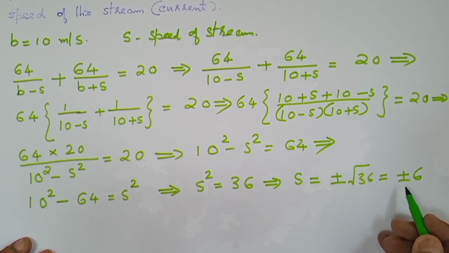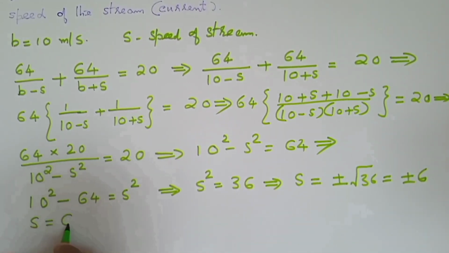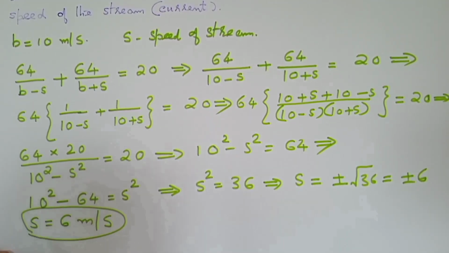Now, the speed of the stream is obviously positive. So S will be 6 meters per second. So this is the final answer to the question.